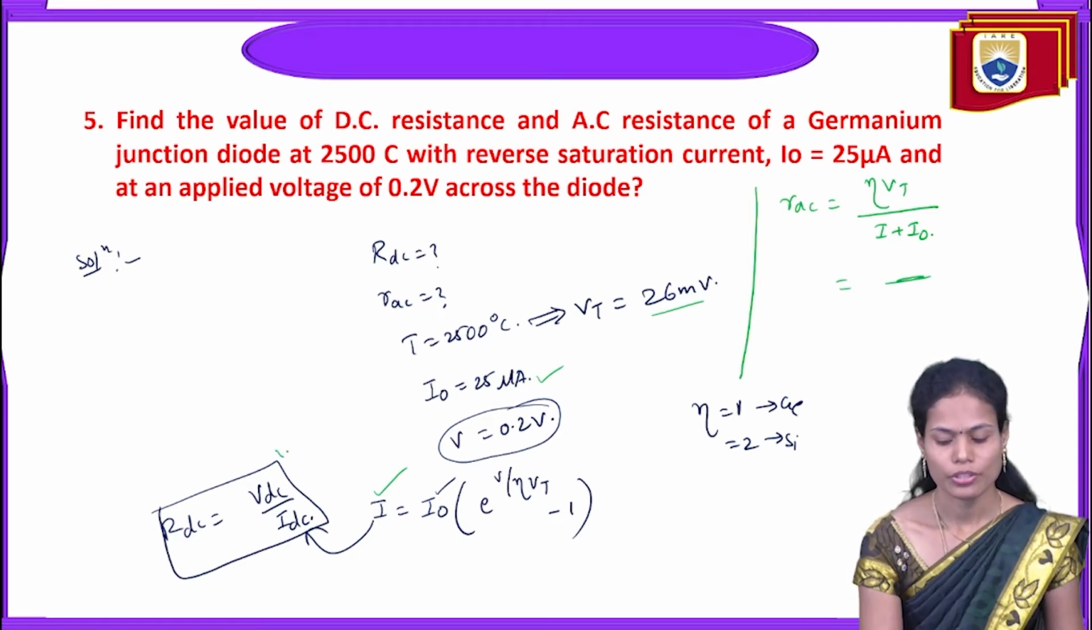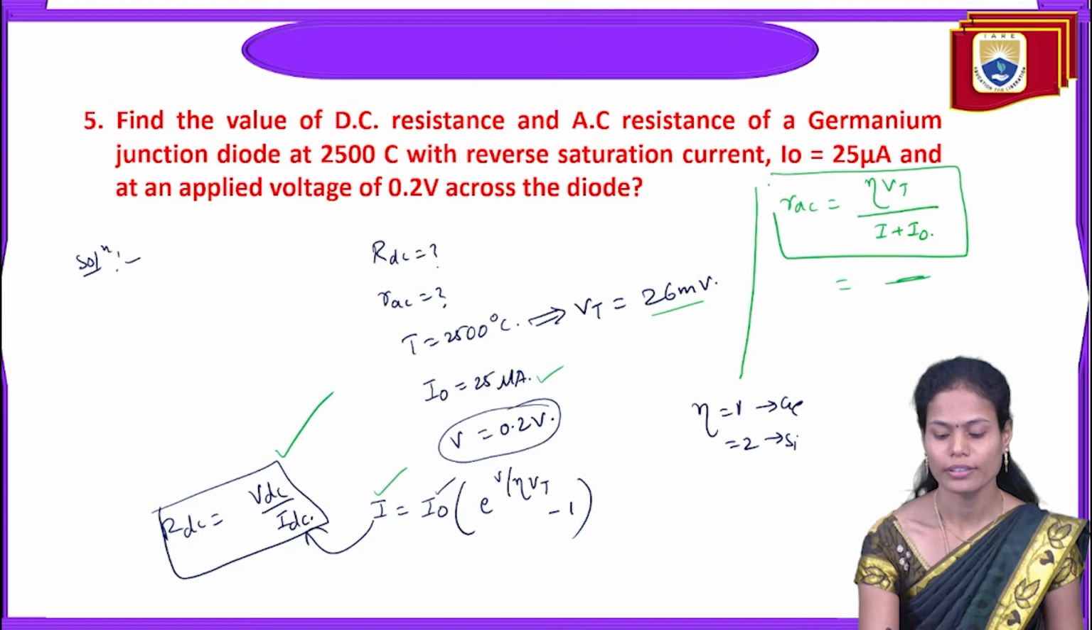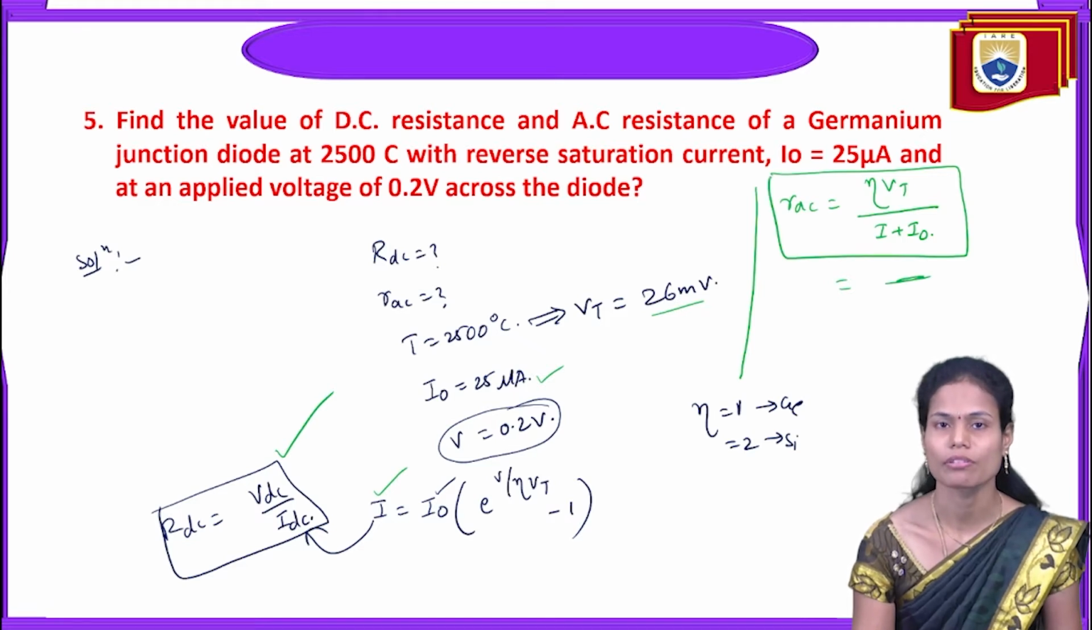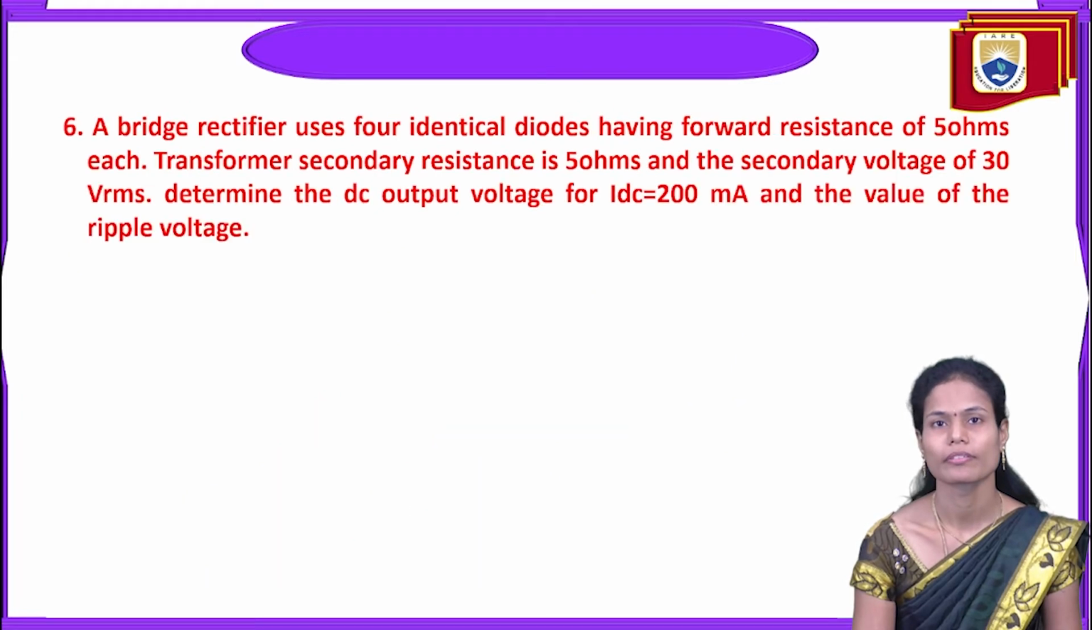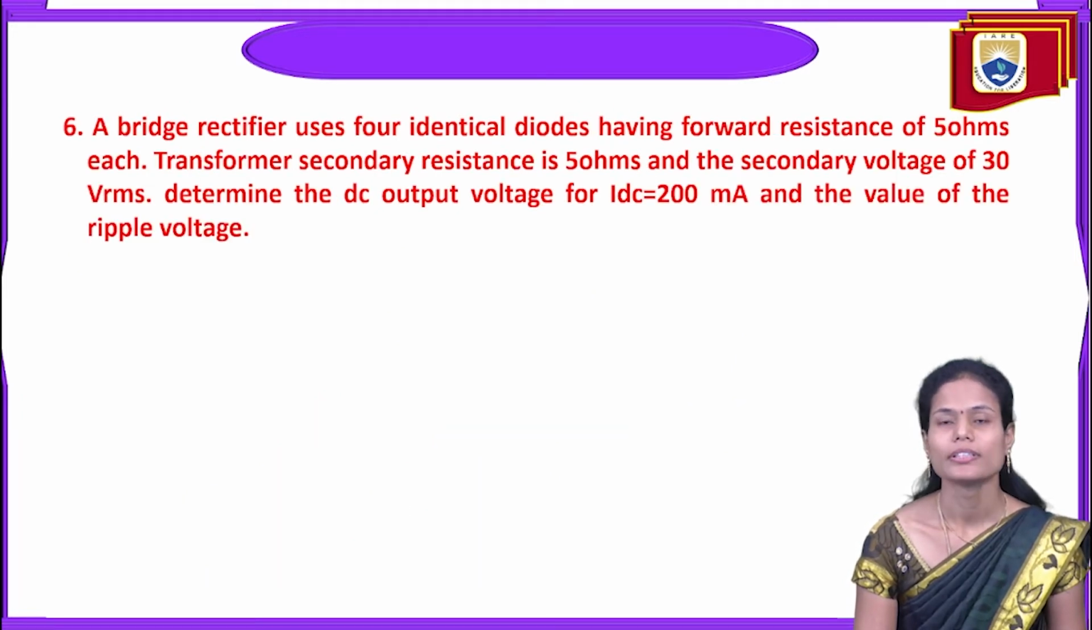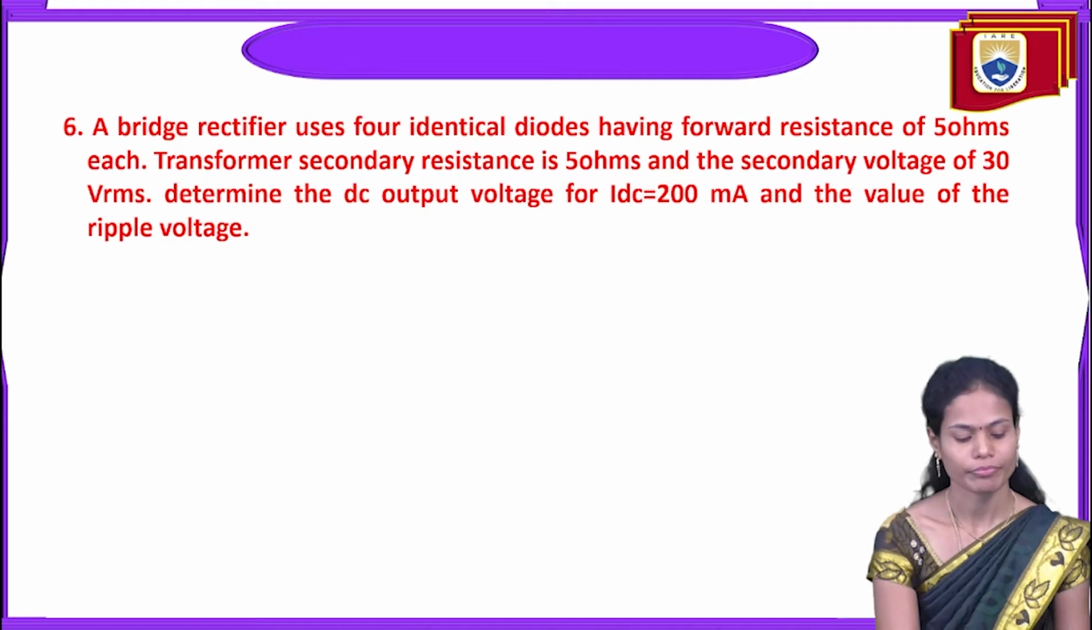So if we remember these two formulas, we are able to find the DC as well as AC resistances of the PN junction diode. So this problem we discussed on the static and dynamic resistance problems of the PN junction diode. And the next problem is related to the bridge rectifier, which belongs to the rectifiers, one of the applications of the PN junction diode.